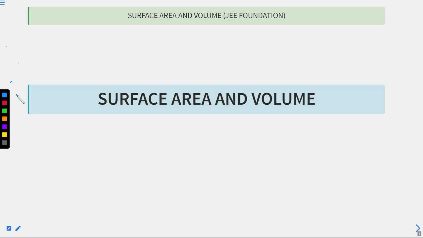Hello students. Here today we will be discussing surface area and volume. So we will be seeing what we mean by surface area and volume. So let's begin our topic.